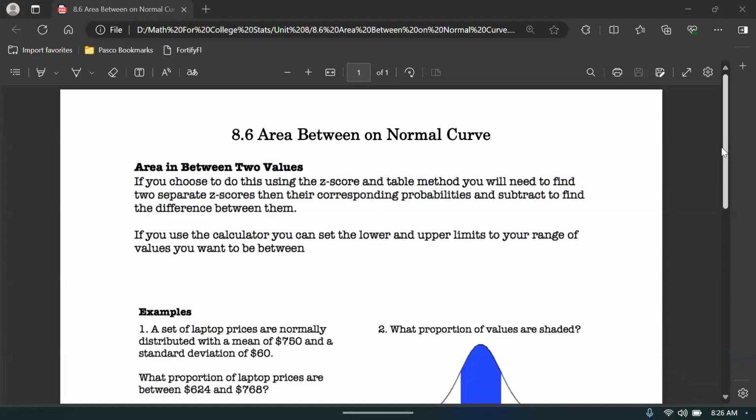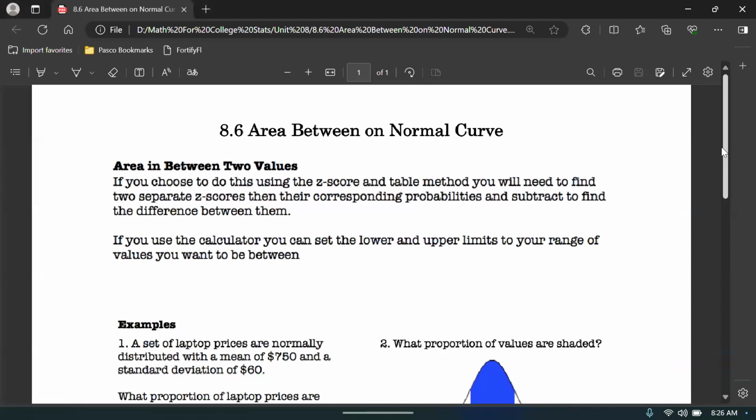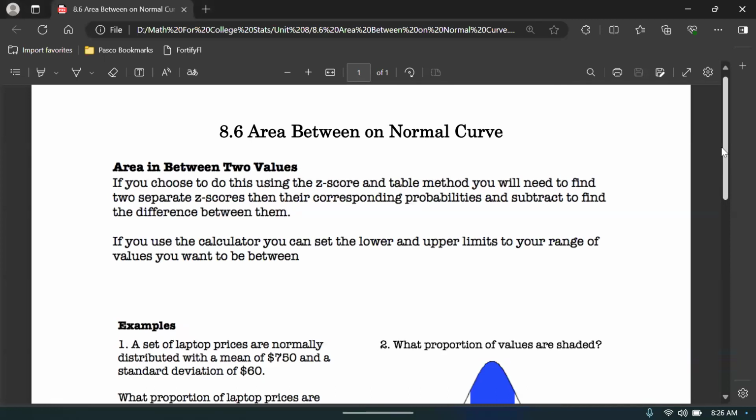Hello, welcome to 8.6, area between two values on a normal curve. I feel like I worded that funny. But anyway, we're looking at a normal curve, and at the area between two values.